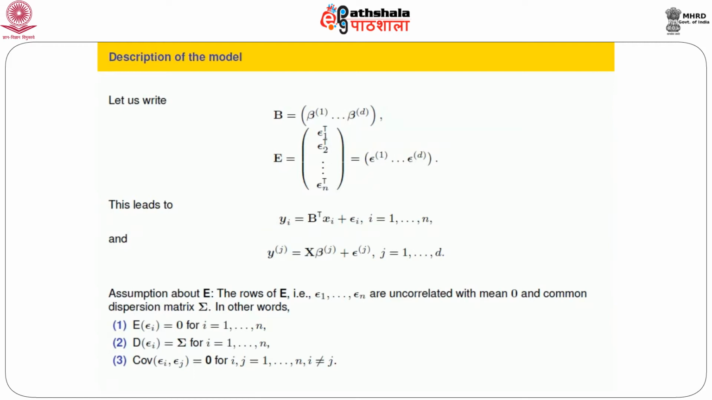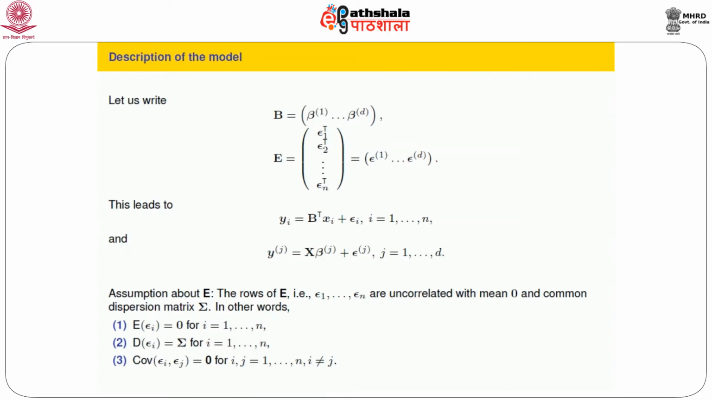And like in Y, we can write the E matrix also as epsilon superscript 1 through epsilon superscript d. So what do we get now? If we look again at the relationship Y = XB + E, y_i transpose is simply the ith row of X times B. Therefore I get y_i = B transpose x_i + epsilon_i.